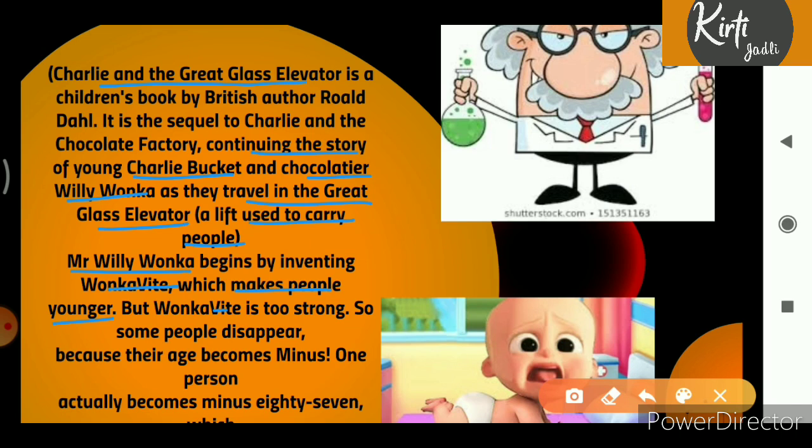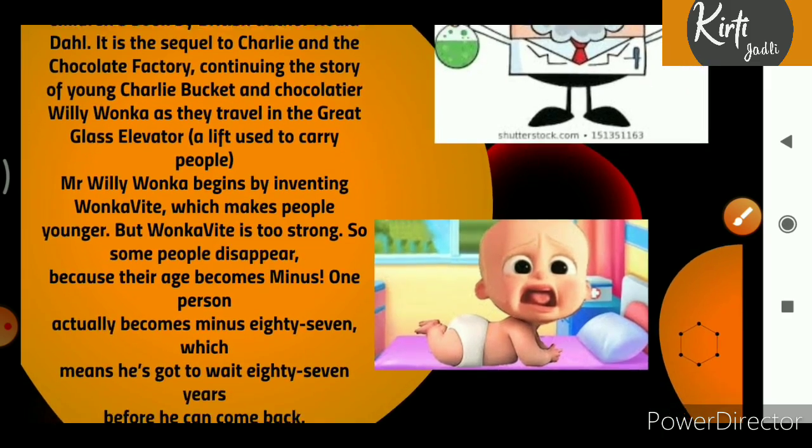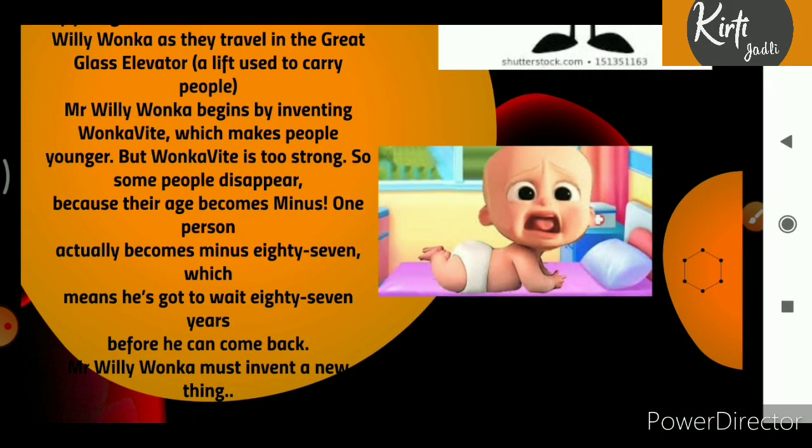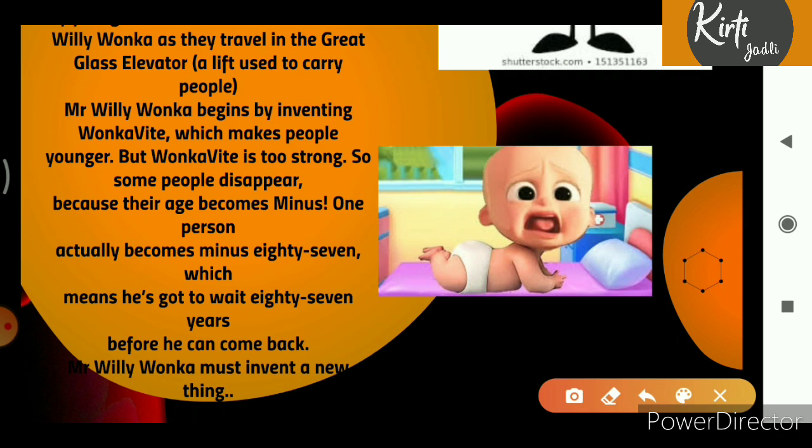But Wonka White is too strong. So some people disappear. Why? Because their age becomes minus. One person actually became minus 87, which means he's got to wait 87 years before coming back.